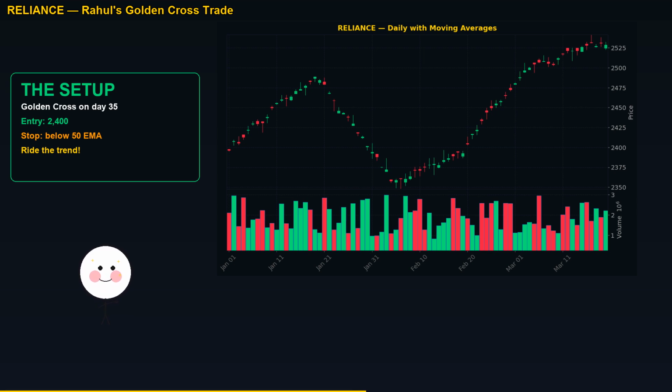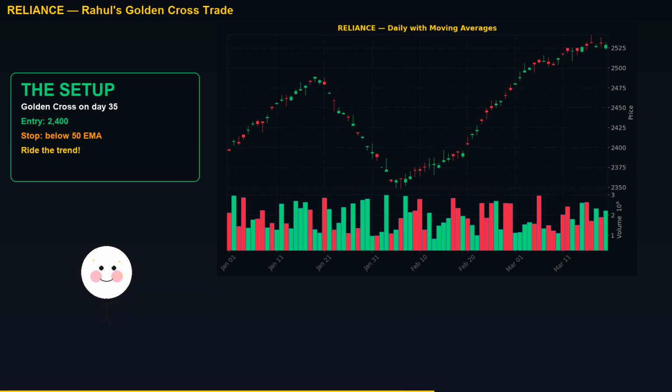Now watch Rahul use this. Reliance has been falling for 2 weeks. Price is below both the 50 and 200 EMA. Then something changes. The stock bottoms near 2300. Starts climbing. First, it crosses above the 50 EMA. Then the 50 EMA starts curling up. And on day 35, the golden cross. The 50 EMA crosses above the 200 EMA.